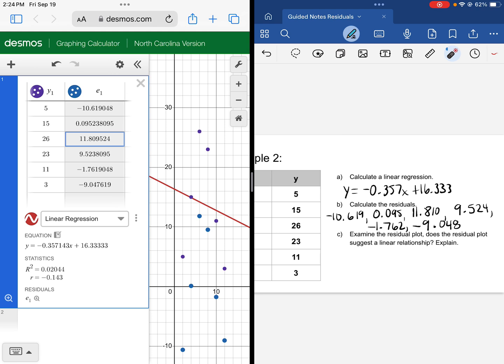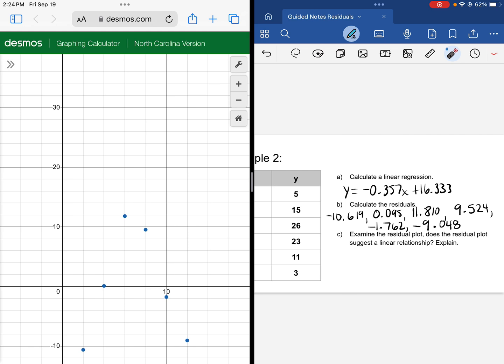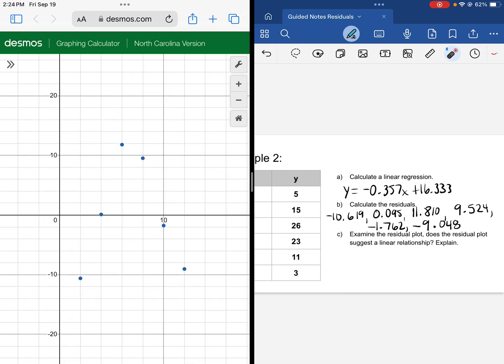So let's hide that linear regression line. Let's also hide those points that were originally there so that we can focus solely on the residual plot. And if I'm looking at this residual plot, it appears to me that this does have a U-shaped pattern to it. And when we said it had a U-shaped pattern, then we said that that meant that a non-linear model is probably more appropriate than a linear model.